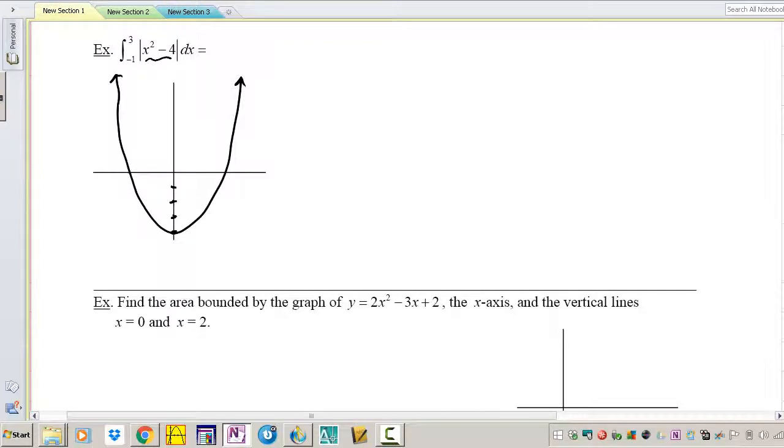Well, first of all, let's figure out what these x-intercepts are. Again, how do we find the x-intercepts of functions? We set the function equal to 0, and we clearly see that it's plus and minus 2. So this is a negative 2, this is a positive 2. We're integrating from negative 1 to 3. So how would that look?